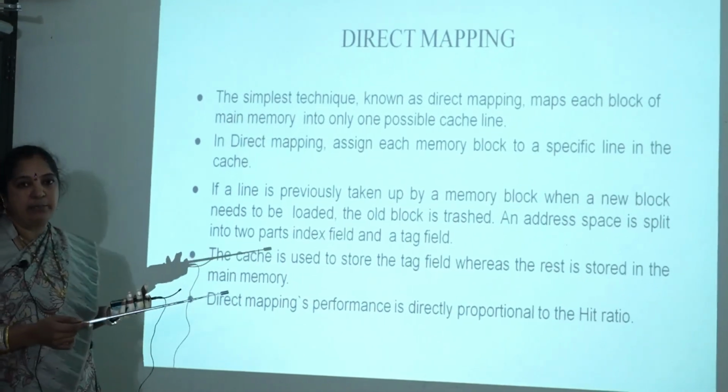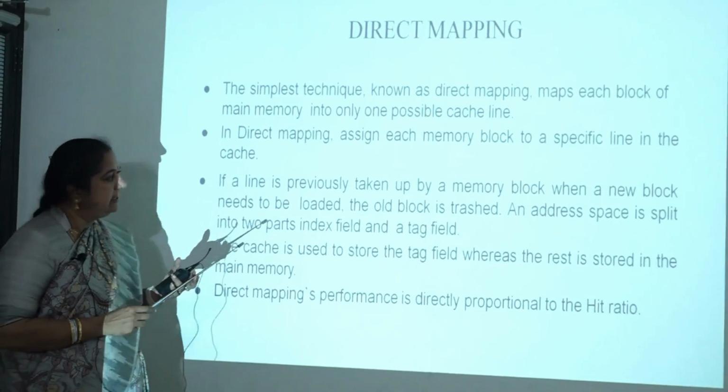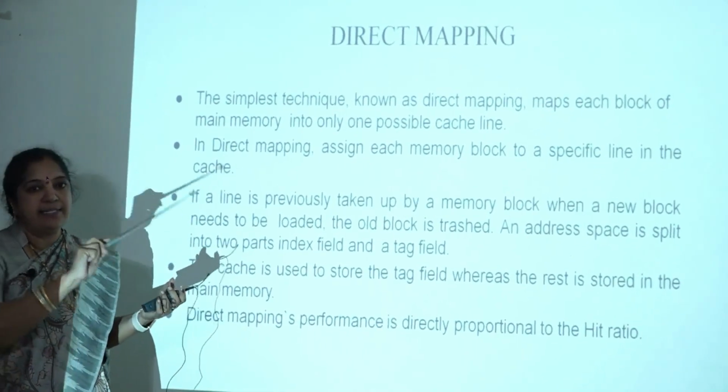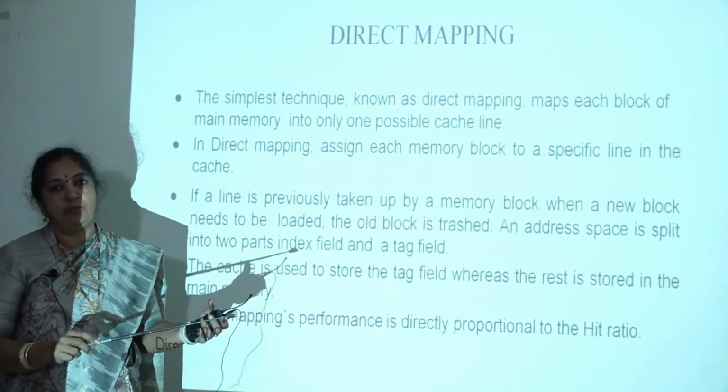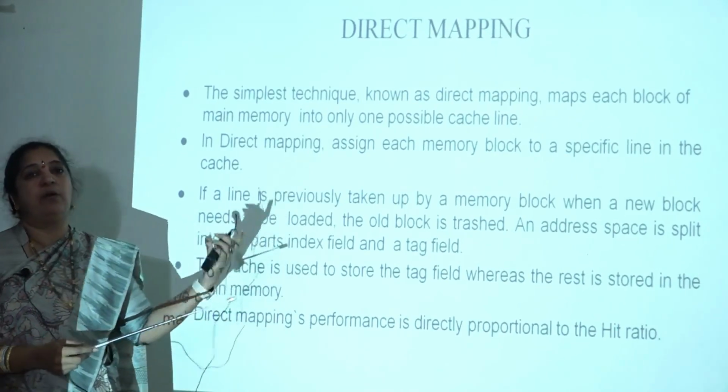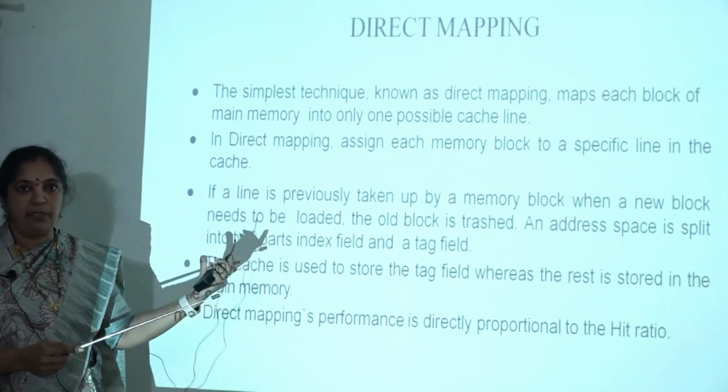Next, coming to direct mapping. There, the complete address and data as a line we are storing in the cache memory, and while searching also, the complete address we have to search whether it is available or not.